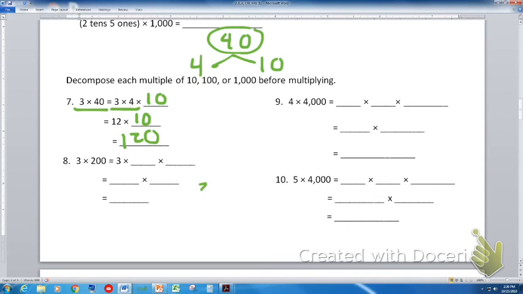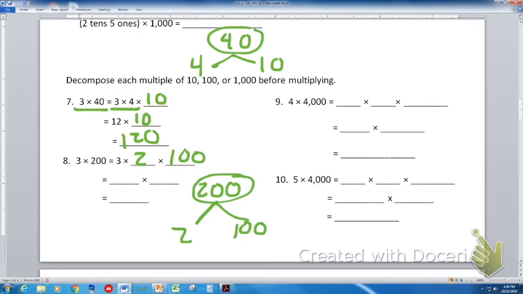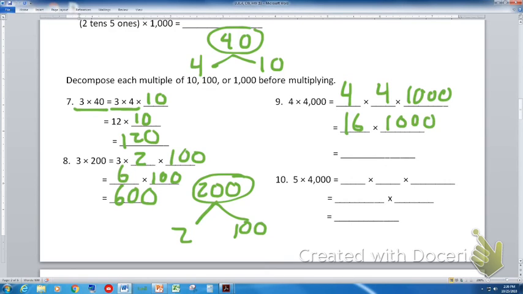So down here, same idea with the 200. It's going to be broken down into a 2 and a 100. So 2 times 100. 3 times 2 is 6 times 100. 6 times 100 is 600. Okay, so same idea, 4, 4, and this time it's 1,000. 4 times 1,000 is 4,000. 16 times 1,000 is 16,000. Last one, 5, 4, and 1,000. And then 5 times 4 is 20. And 1,000.